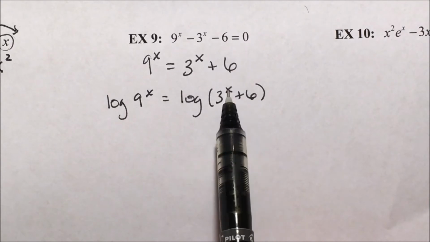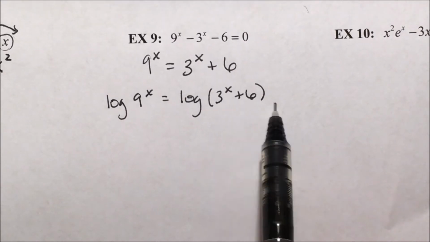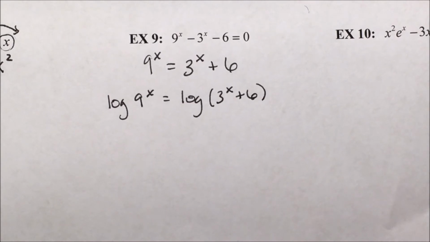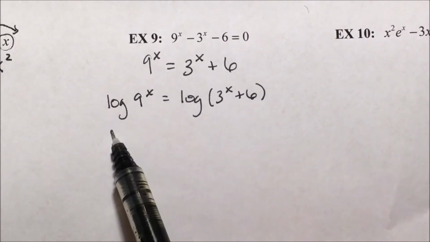And the only way to do that is for the x to come out front, and the only way for that to happen is if the x was acting on the entire input. But right now the x is only attached to the 3, so I can't take it out. It's kind of glued there. That means this approach doesn't quite work in this case.